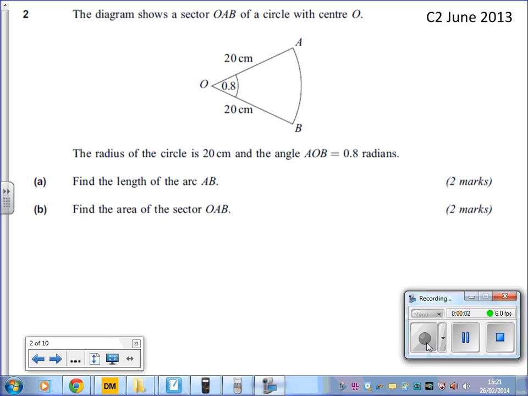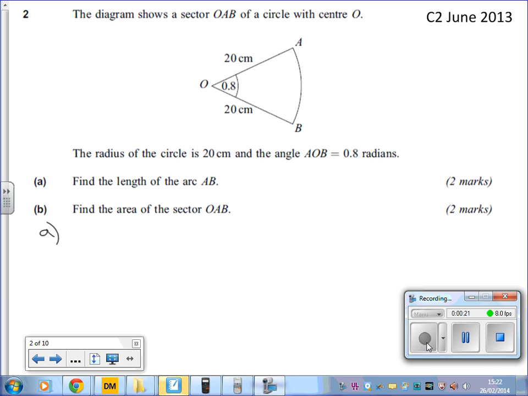Core 2, June 2013, question 2. So question 2 is a nice question about sectors. We start out with a nice diagram here to help us, the radius of a circle and the angle. So first of all, we want to find the length of the arc.